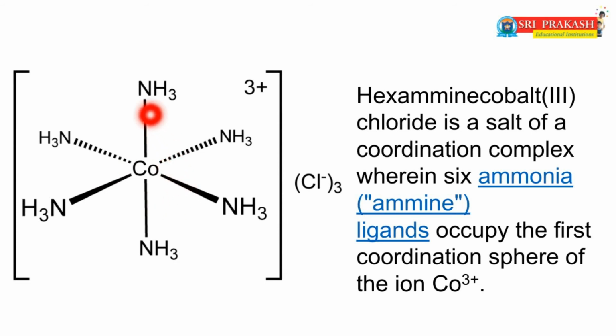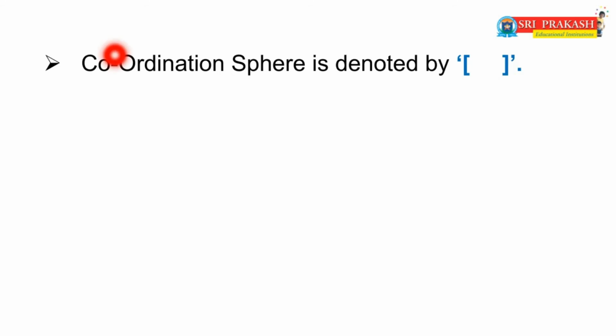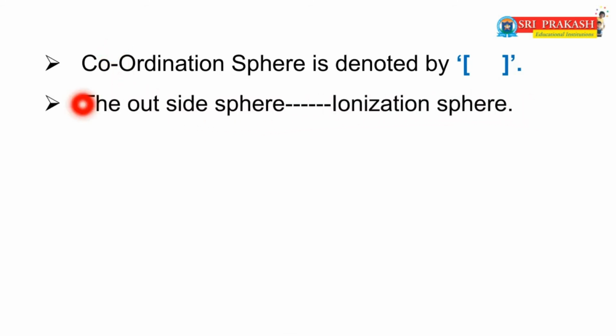But in ammonia, the hydrogen atoms are directly attached to the nitrogen with one type of bond. Those bonds are called hydrogen bonds. So the hydrogens are in the second coordination sphere. Generally, the coordination sphere is denoted by a square bracket. The outside of the coordination sphere is called the ionization sphere.